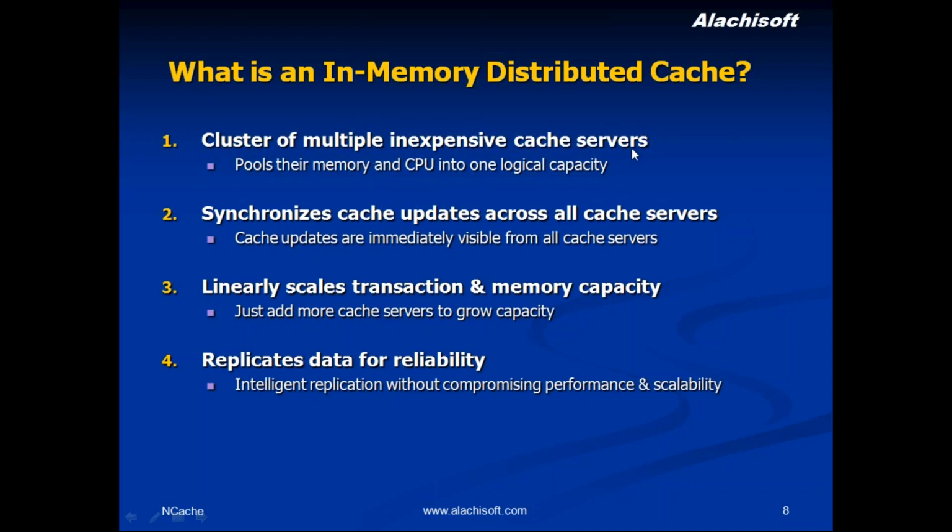a cluster of multiple inexpensive cache servers which are joined together. You can pool their memory as well as CPU capacity, so they're joined together into a logical capacity, and you're pooling their memory as well as CPU resources. So physically it could be multiple servers, which are not that expensive ones. A simple web server configuration box would do. That's something that you could use for caching. And then those servers join together, they form a logical capacity.